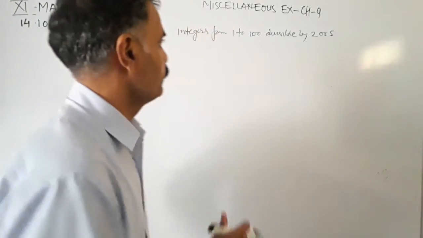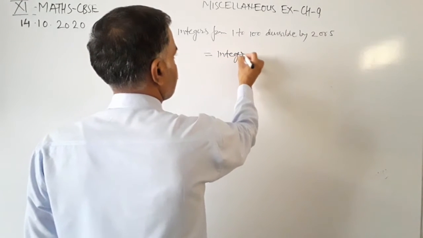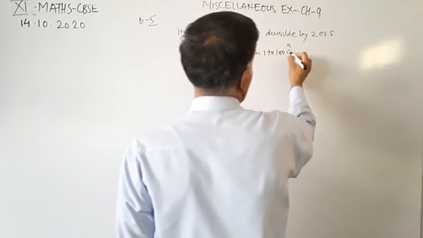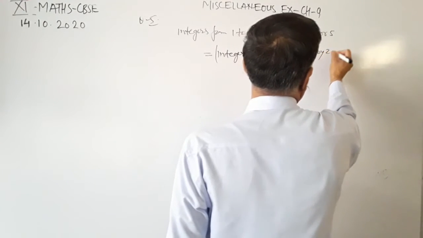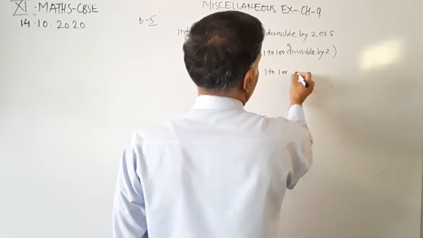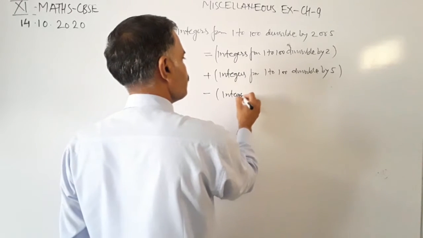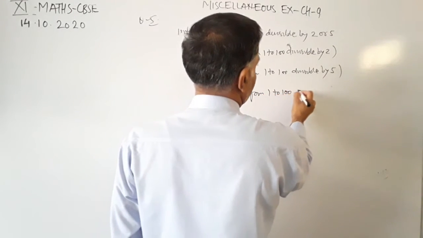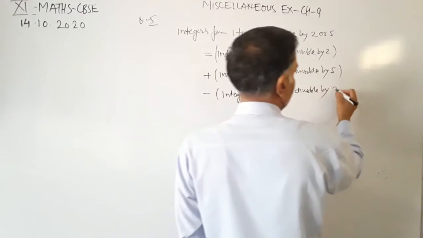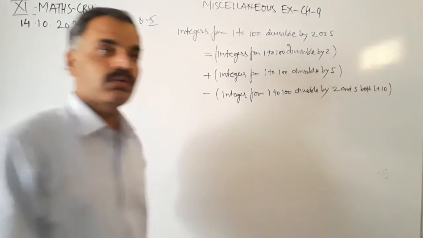So integers from 1 to 100 divisible by 2 or 5 is equal to integers from 1 to 100 divisible by 2, plus integers from 1 to 100 divisible by 5, minus integers from 1 to 100 divisible by 2 and 5 both. That is 10. Okay.